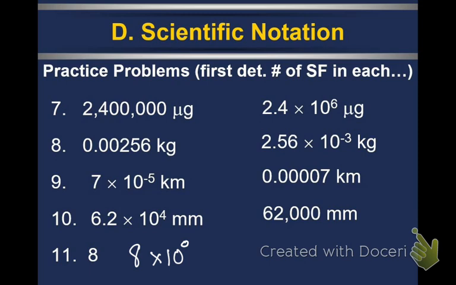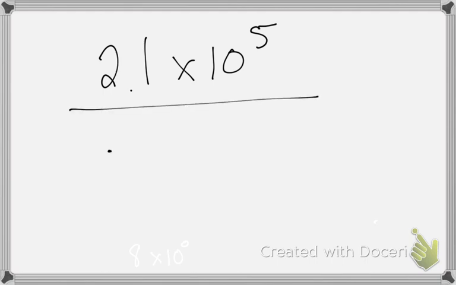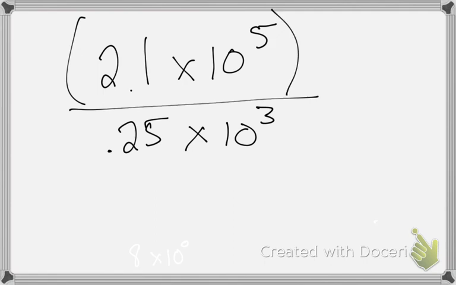So what you need to do right now is, when I'm multiplying or dividing using scientific notation, an example would be 2.1 times 10 to the 5th divided by, let's say, 0.25 times 10 to the 3rd. If you're going to put these terms into your calculator, you can. This is a long way to do it, but make sure you put parentheses around these for order of operations. That's incredibly important.